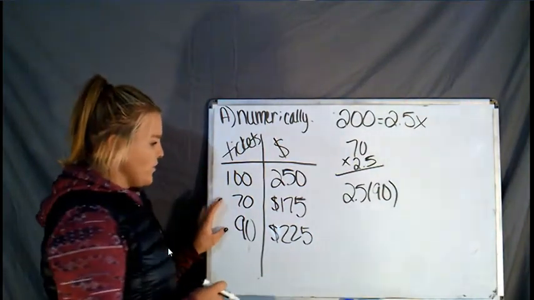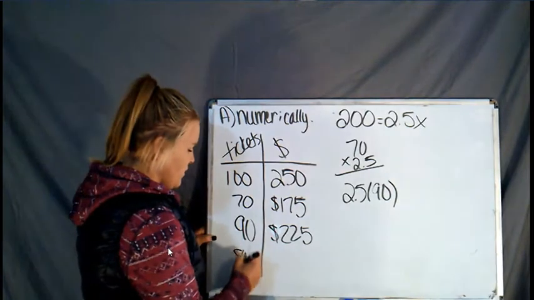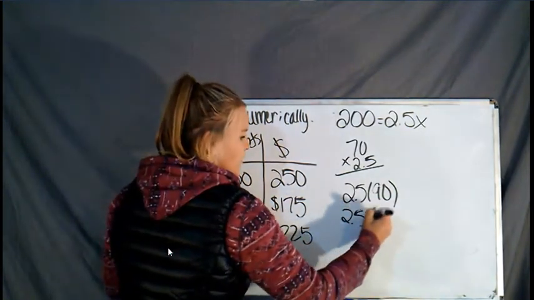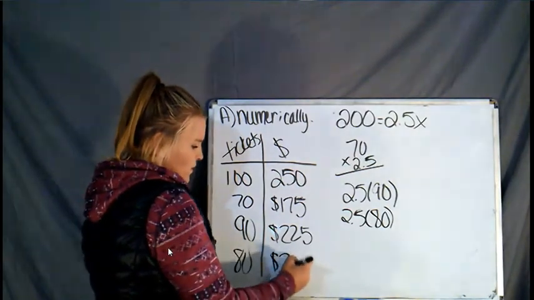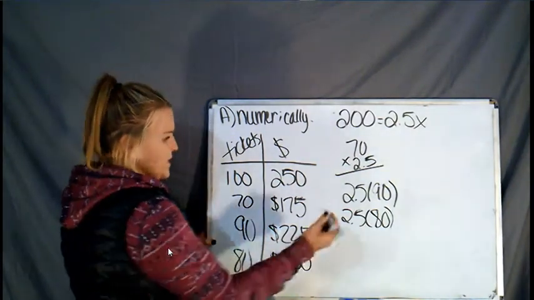And so my last one, I know that's between 70 and 90, so I'm going to go with 80. And then 2.5 times 80. Look at that, $200. So I know that has to be 80 tickets sold.